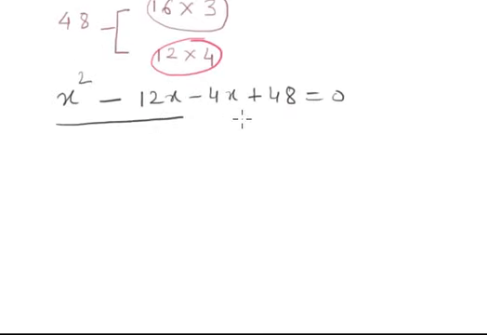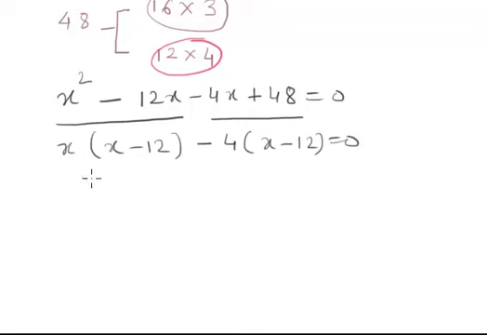Now combine it into two terms. x minus 12 is common in both of them, and x minus 4 is the leftover term, equals 0. Now the product of these two terms is 0.